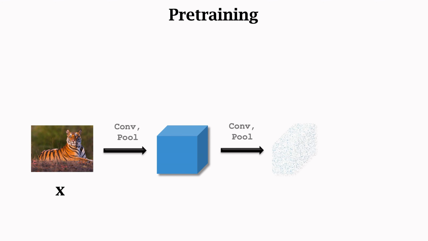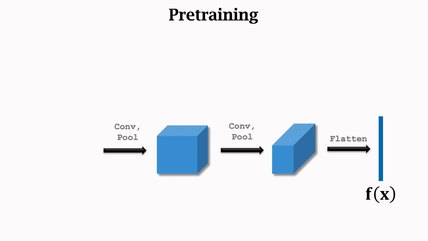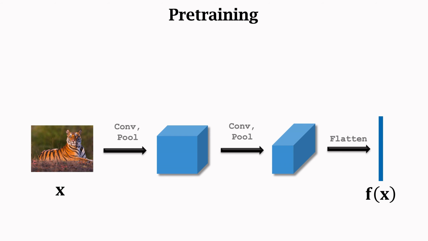Let's build a convolutional neural network for feature extraction. The neural network has convolutional layers, pooling layers, and a flattened layer. Perhaps it has several dense layers. The input is an image. The output is a feature vector. Denote the input image by x and the output feature vector by f of x.